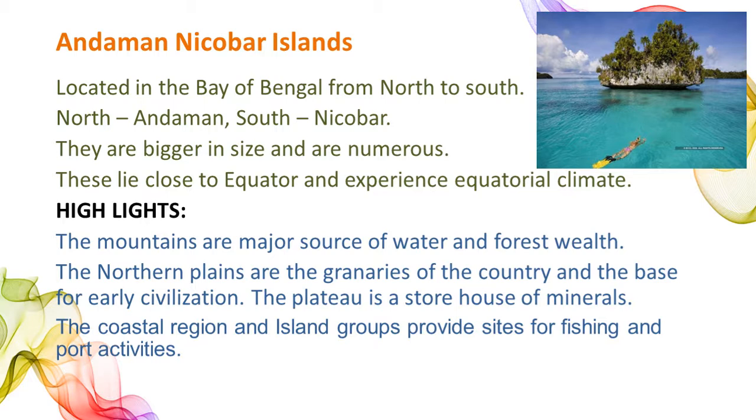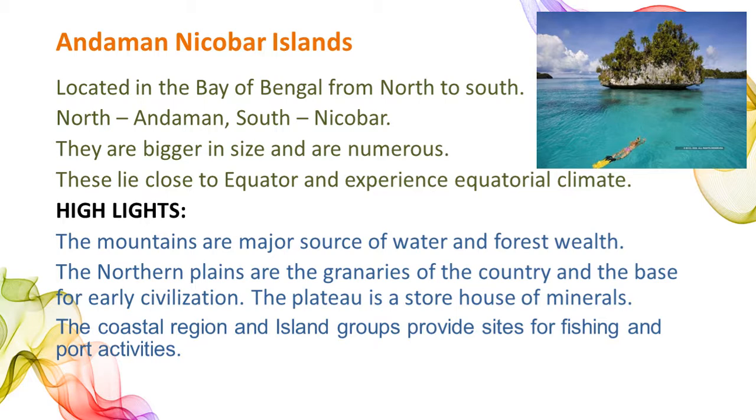Now come to the northern plains. These are the granaries of the country because these northern plains and the coastal plains contain alluvial soil which is very fertile and helpful for growing a wide variety of crops. They provide a base for early civilizations, that is Harappan civilization, Indus Valley civilization. All of them flourished on the banks of the river valleys or the plains.